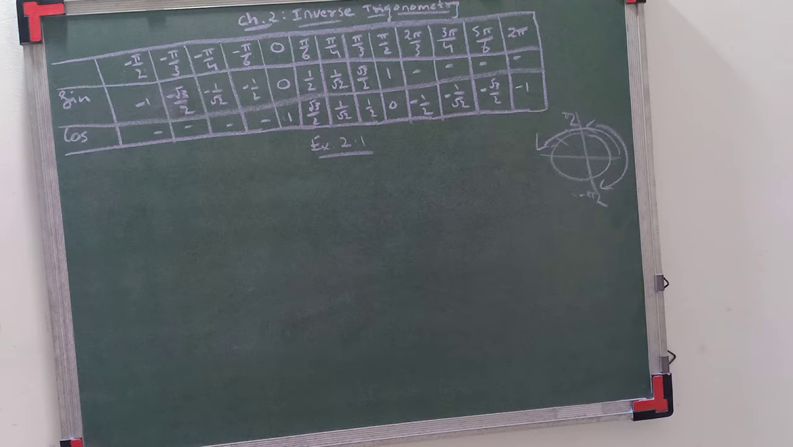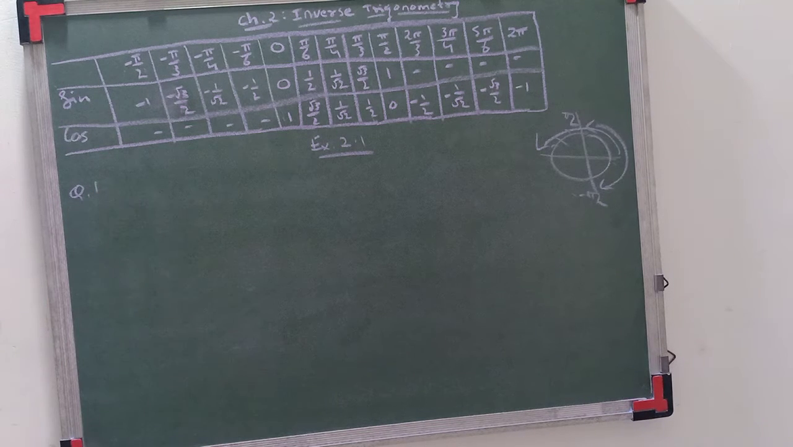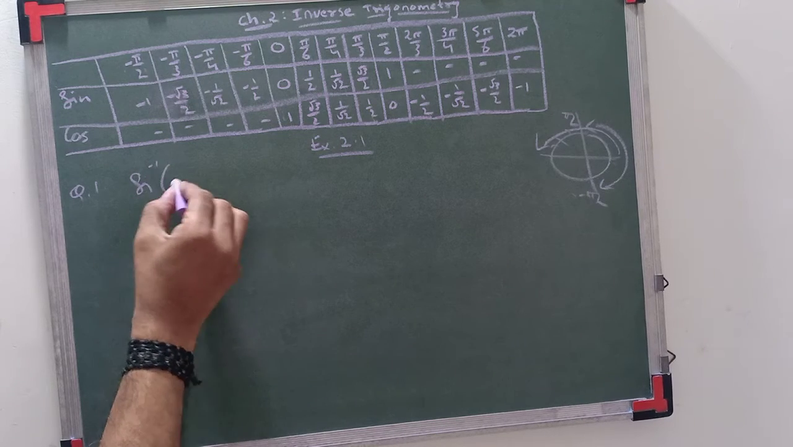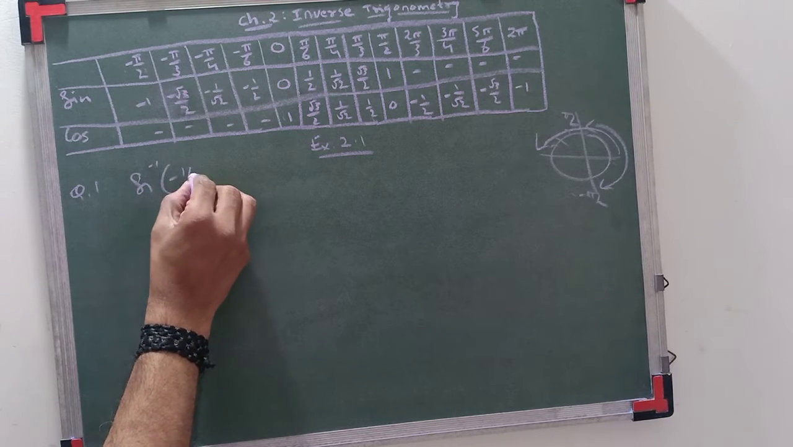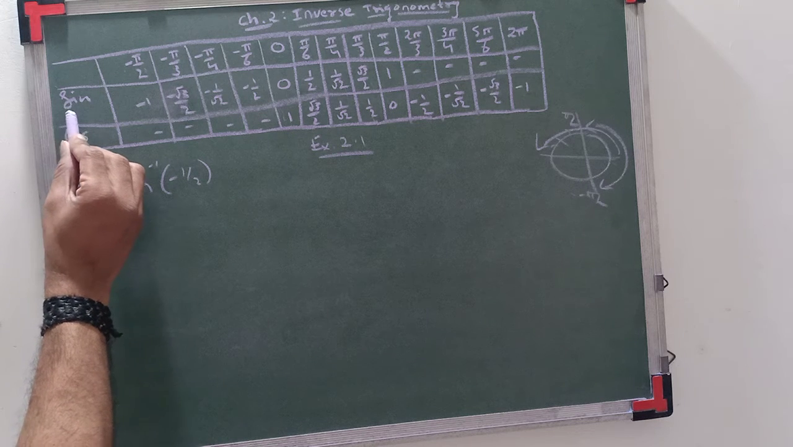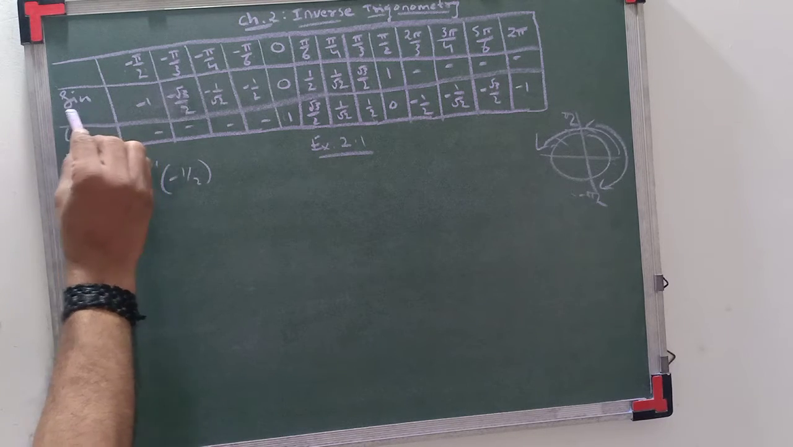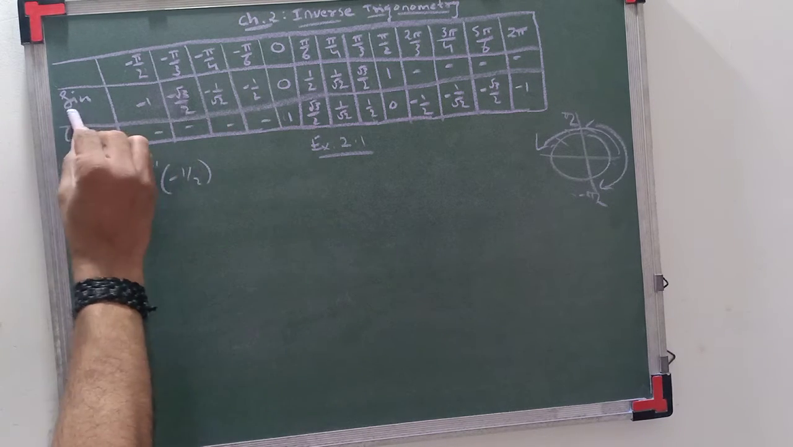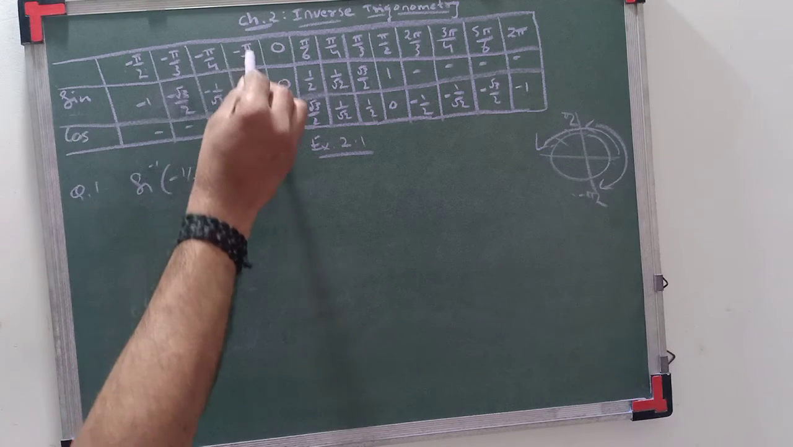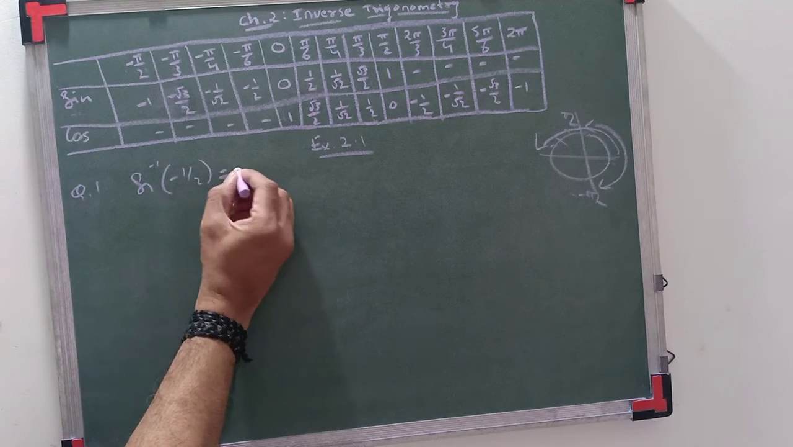Okay, now first question in exercise 2.1, question number 1. We want to find the principal value of sine inverse of minus 1 by 2. Now listen, sine inverse of minus 1 by 2 means you have to check in the row of sine, where you are getting minus 1 by 2. Okay, so we are getting minus 1 by 2 under minus pi by 6. So we know sine of minus pi by 6 is minus 1 by 2. So therefore sine inverse of minus 1 by 2 is equal to minus pi by 6.